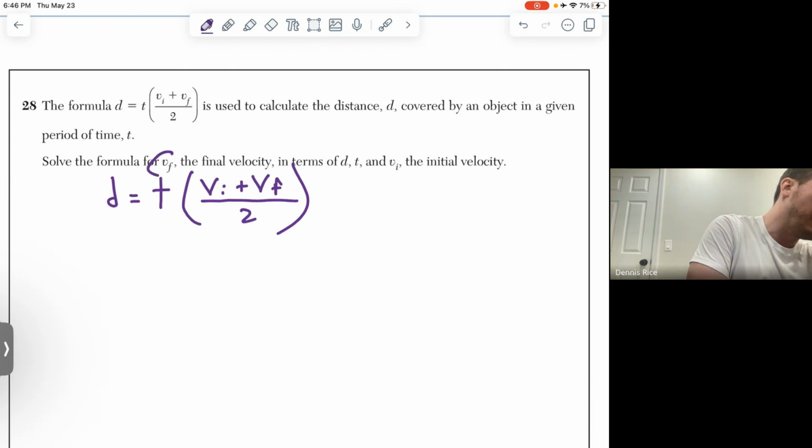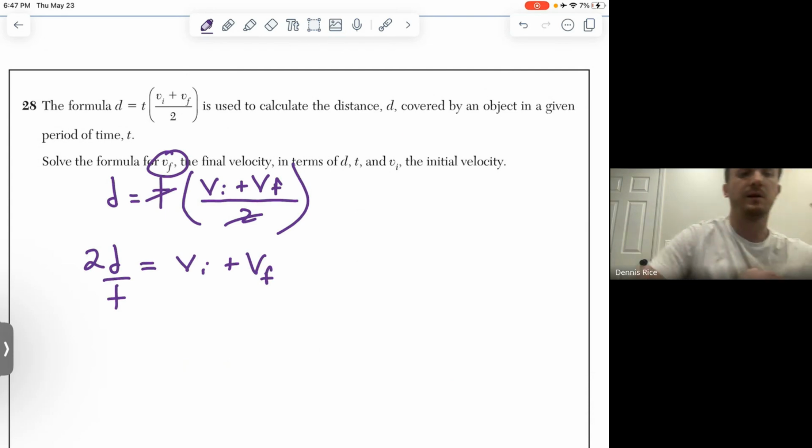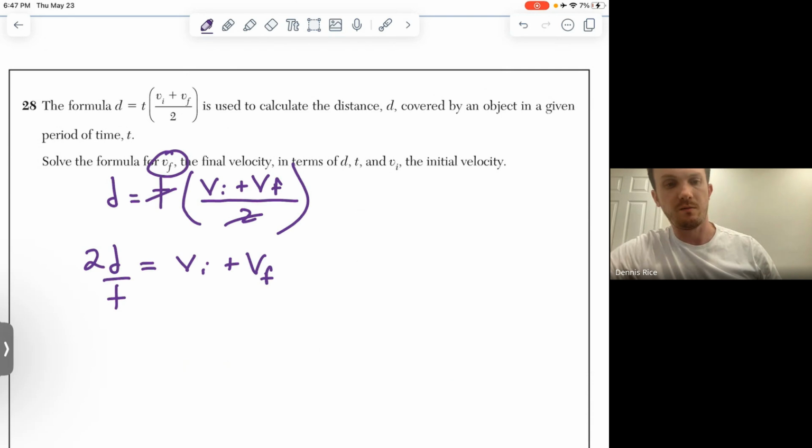We want to solve this for vf. First thing that I'm going to do, I'm going to get rid of the t by dividing by t. And I'm going to get rid of the 2 by multiplying by 2. Okay, and now last move here. I'm one move away. What can I do to finish this off?